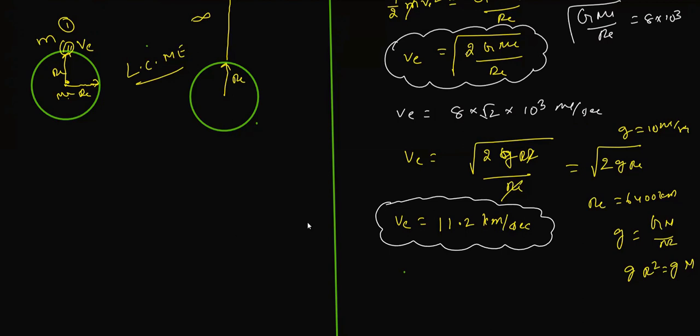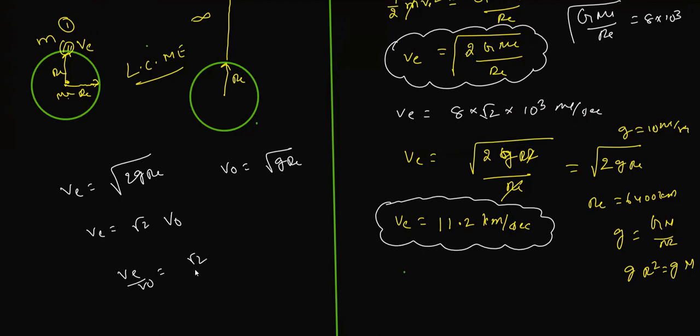So what we're having here, VE equal to under root 2GRE, and we already learned V naught equal to under root GRE. So VE equal to root 2 times the V naught, we can write it. Therefore, VE by V naught equal to root 2 is to 1. This is also many times asked in CET and other boards. The ratio of escape velocity to the orbital velocity is root 2 is to 1. This is also an important formula which we have to understand here.